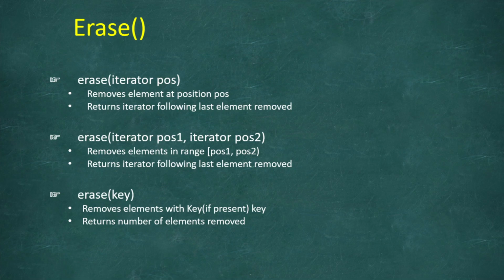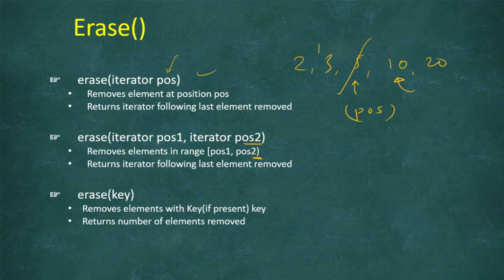Similarly, erase has multiple syntaxes. So if you know the position, pass it, it removes the element and returns the iterator following the element removed. So we have 2, 3, 5, 10, 20, and let's say position is pointing here, and you erase this position. So 5 is gone, so it will return 10. Similarly, you can erase range based. So again, POS2 will not be erased. So it's an open interval here.